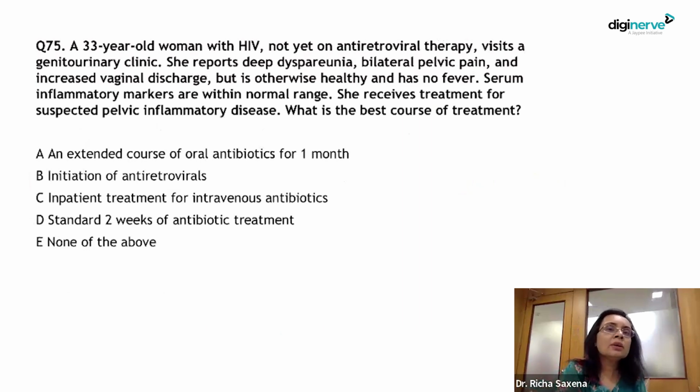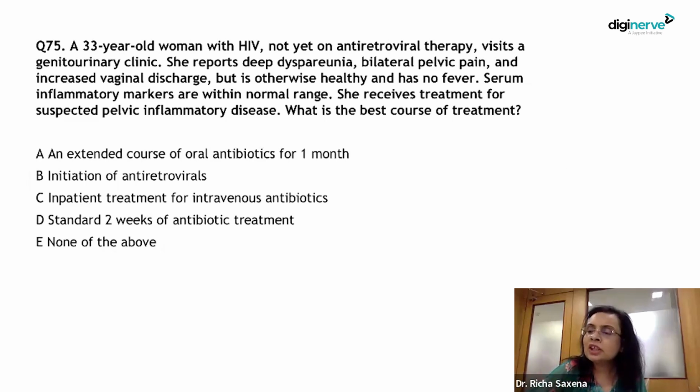A 33-year-old woman with HIV, not yet on antiretroviral therapy, visits a genitourinary clinic. She reports deep dyspareunia, bilateral pelvic pain, and increased vaginal discharge, but is otherwise healthy and has no fever. Serum inflammatory markers are within normal range. She receives treatment for suspected pelvic inflammatory disease. What is the best course of treatment?